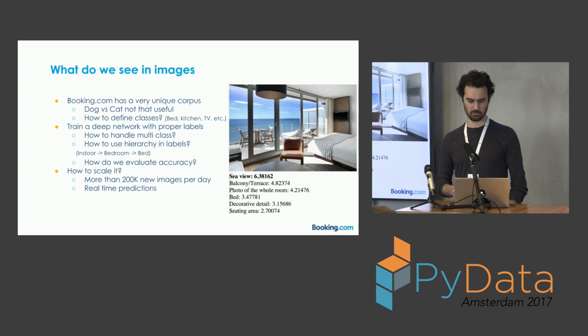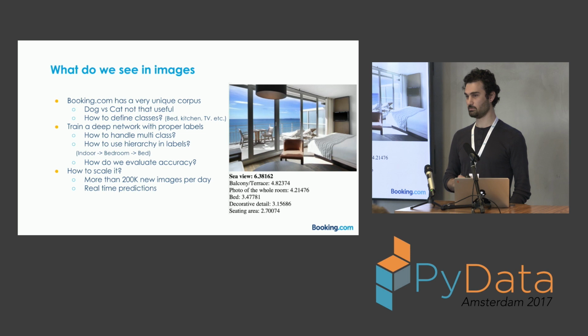I'm just going to name a couple of them. And also multi-classes, right? Most of our images have multiple labels. So it's a photo of a room. Also, it has a bed, it has a view. So we have to be very good in terms of defining our loss function to handle multiple classes.